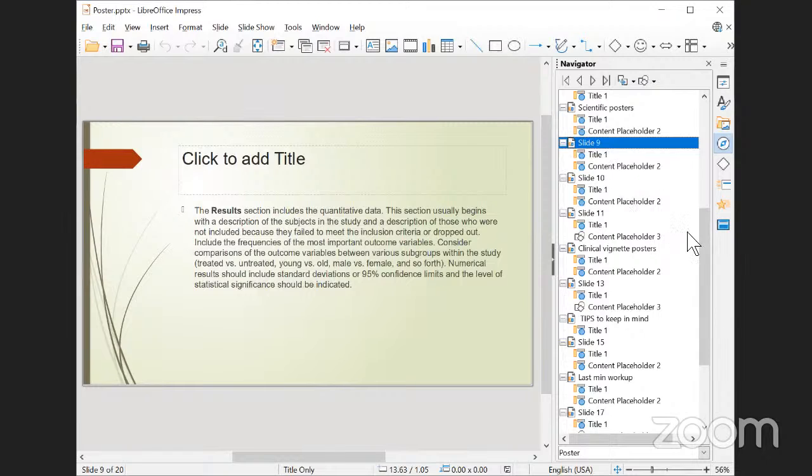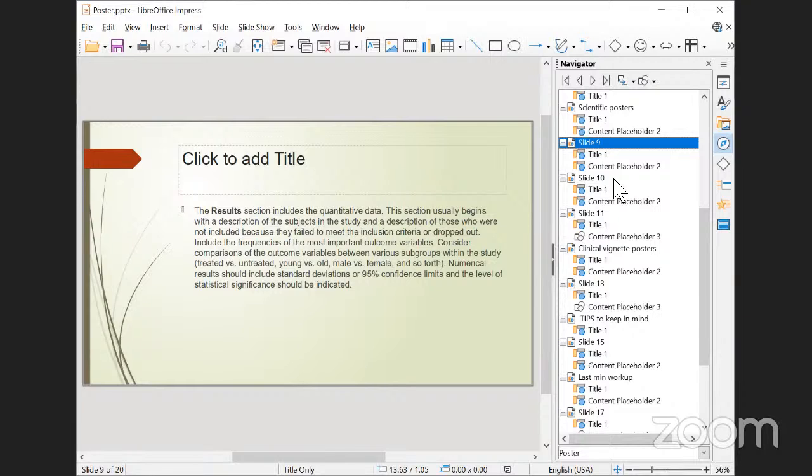Results. The results section includes the quantitative data. This section usually begins with a description of the subjects in the study and the description of those who are not included because they failed to meet the inclusion criteria or dropped out. Include the frequencies of the most important outcome variables.